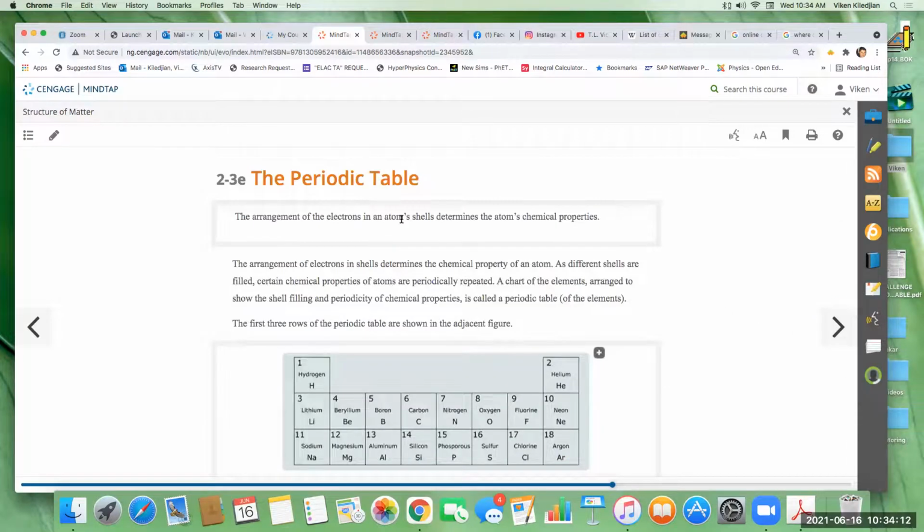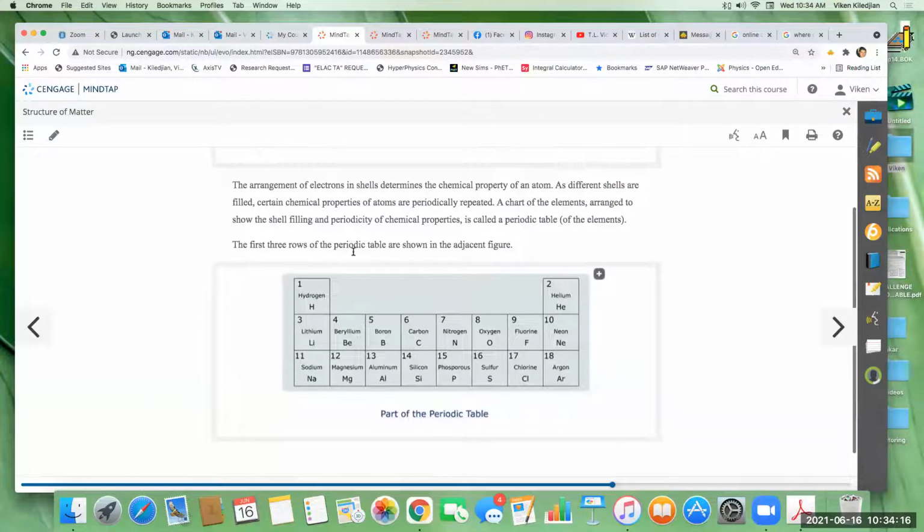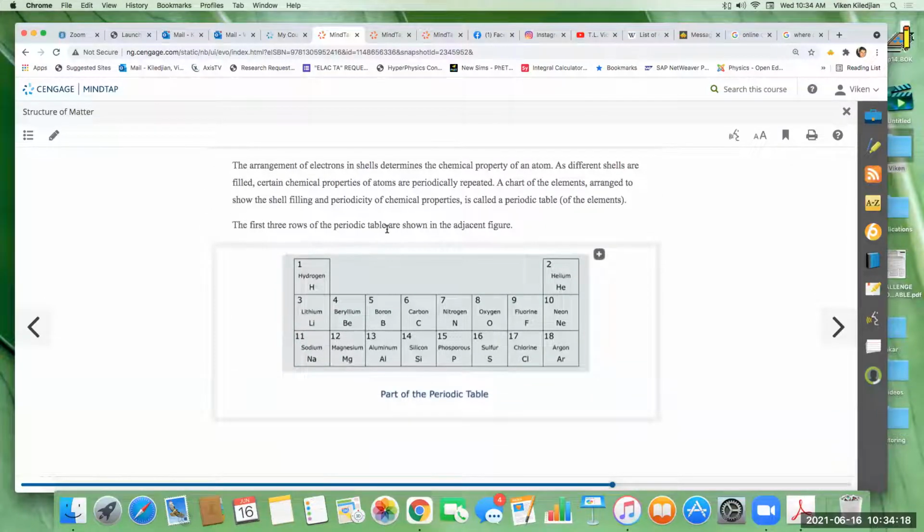The arrangement of the electrons in the atom shells determines the atom's chemical properties. The first 3 rows of the periodic table are shown. So hydrogen, helium has 2 protons. So these are the atomic numbers: 2 protons. Lithium, 3 protons. Beryllium, 4 protons. Boron, carbon, nitrogen, oxygen, fluorine, neon, and then sodium, magnesium.